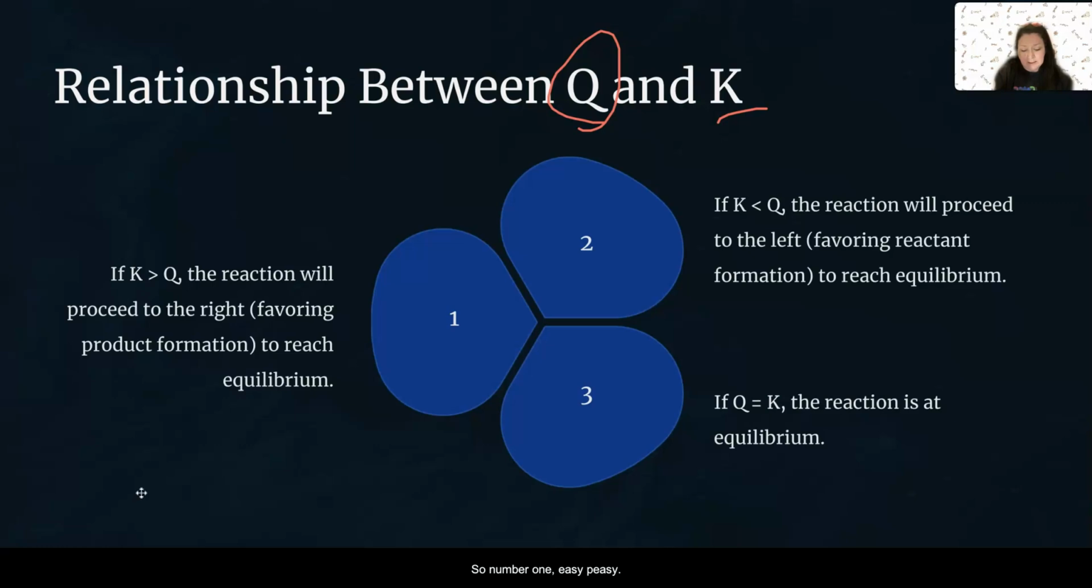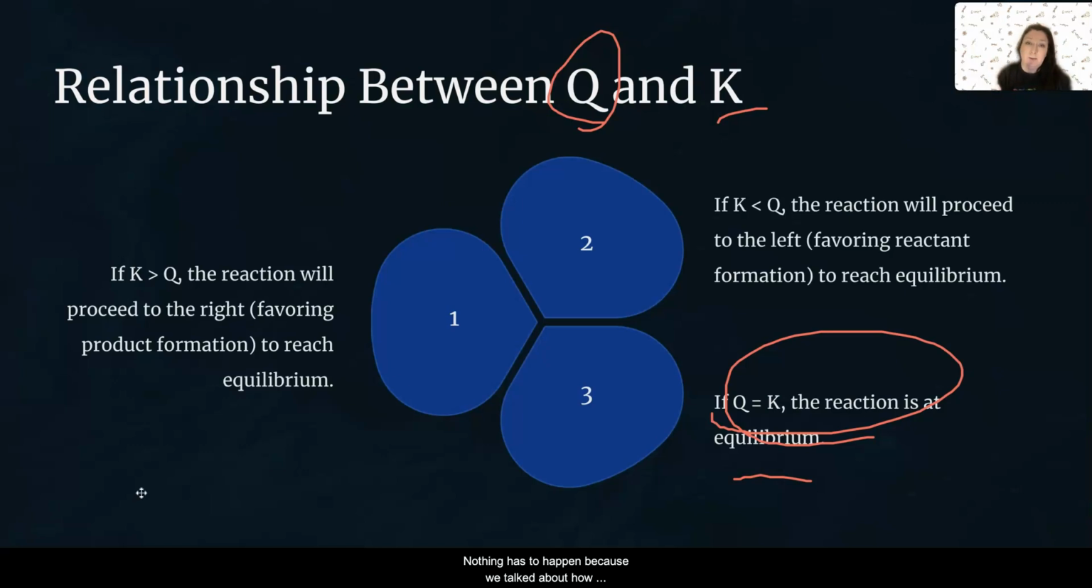So number one, easy peasy, if Q and K are the same value, then you are at equilibrium. Not a problem. If they're the same, you're already there, nothing has to happen. Because we talked about how if you're not at equilibrium, you will be going in whichever direction you need to go, towards the products or towards the reactants, in order to establish equilibrium. But if you're there, you're there. And so you're just going to stay there. But you have to predict which way your reaction is going to shift in order to achieve equilibrium.